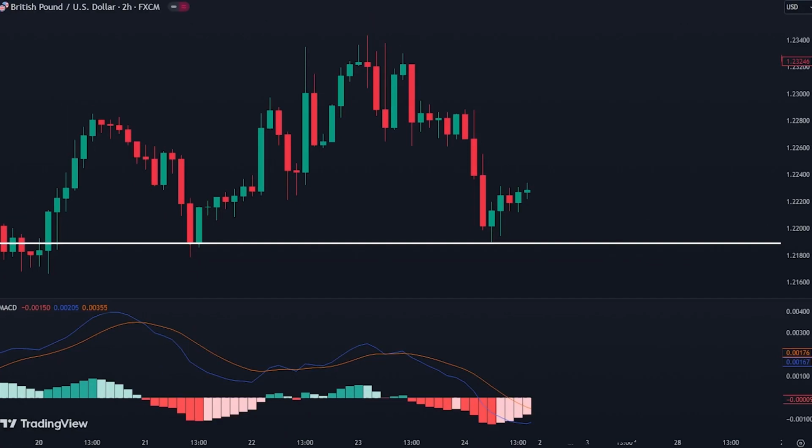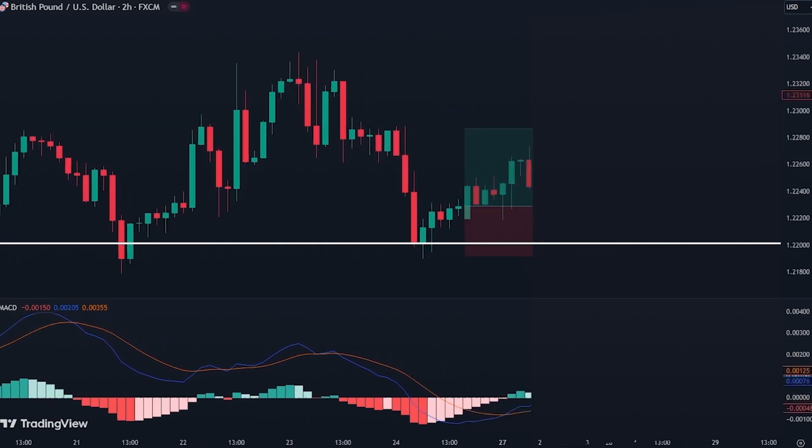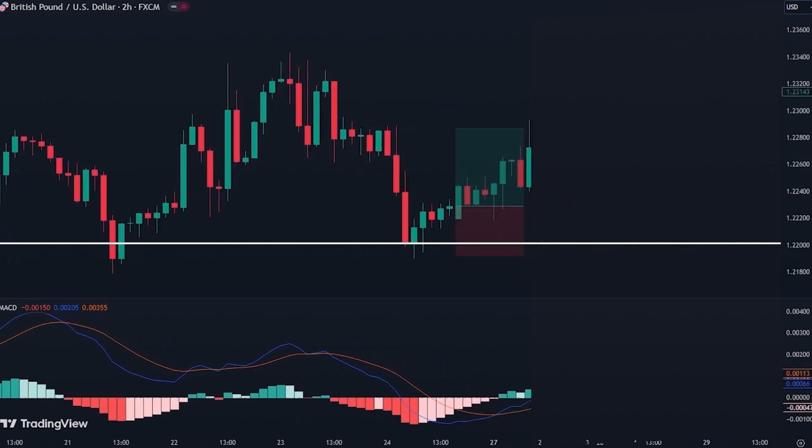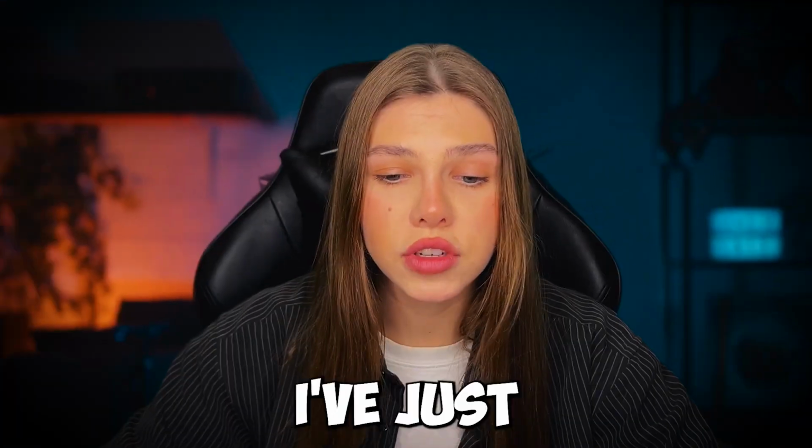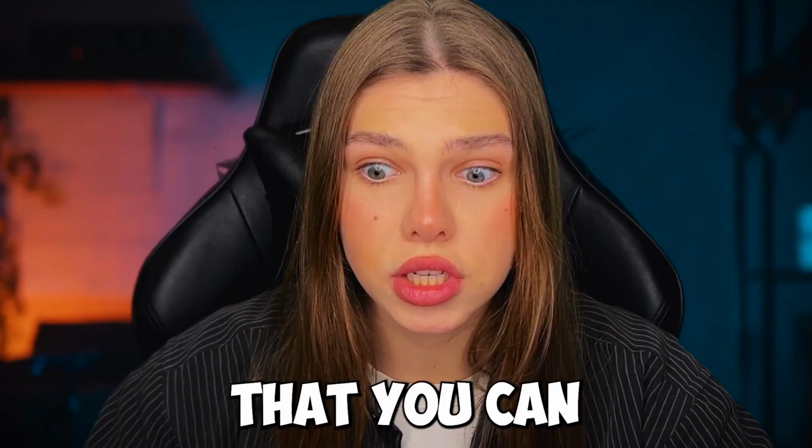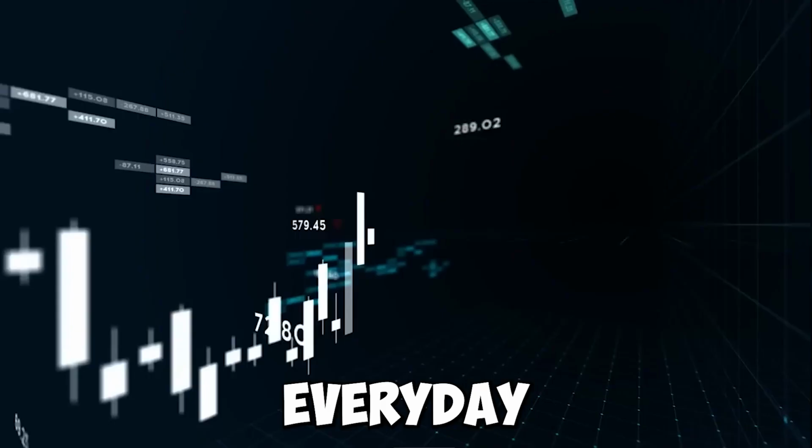Now let's get back to the 2-hour time frame and use our exit strategy. So for our stop loss, you can place it at the key level and set your profit target at 1.5 times your stop loss. And as you can see, this trade ended up being profitable. So I just shared high win rate MACD strategies that you can now simply apply for your everyday trades.